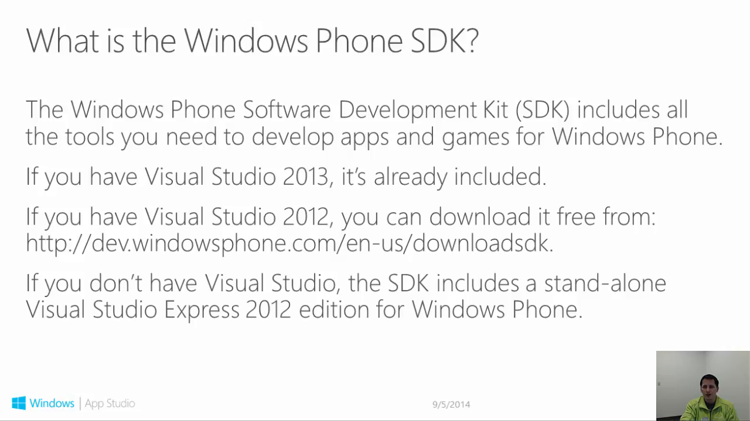How the Windows Phone SDK is installed is based on which version of Visual Studio you are using. If you are using Visual Studio 2013, the Windows Phone SDK is included with the package. If you are working with Visual Studio 2012, the SDK can be downloaded for free from http://dev.windowsphone.com/en-us/download SDK. If you do not have a version of Visual Studio, you can download the SDK from the same URL, and the SDK will include a free standalone version of Visual Studio Express 2012 for Windows Phone.